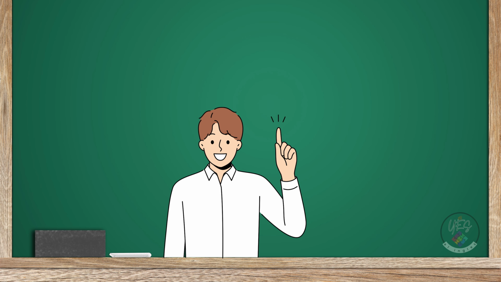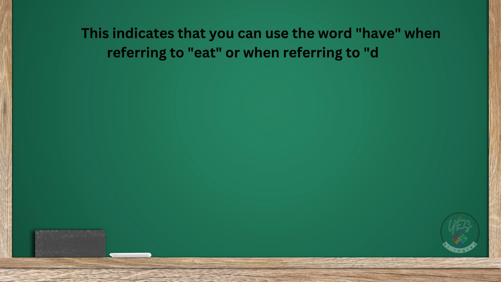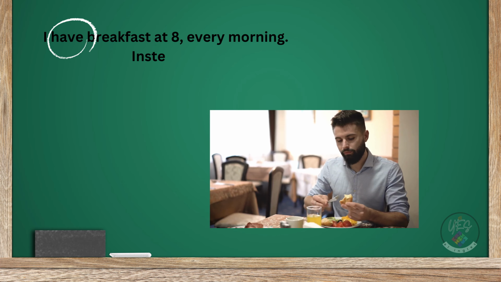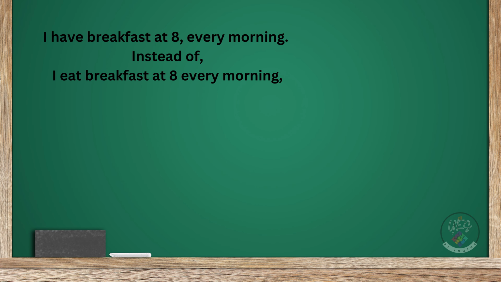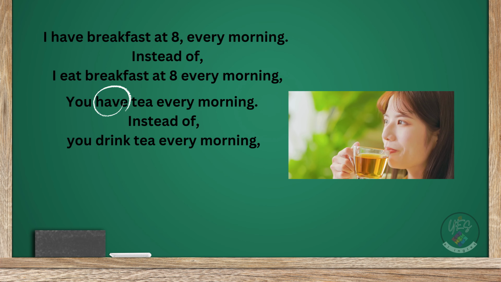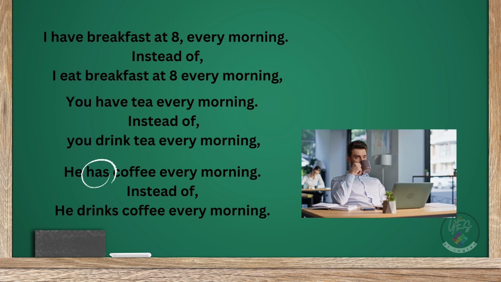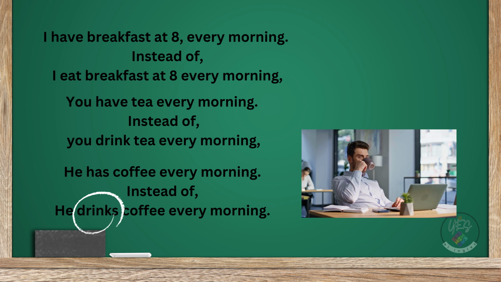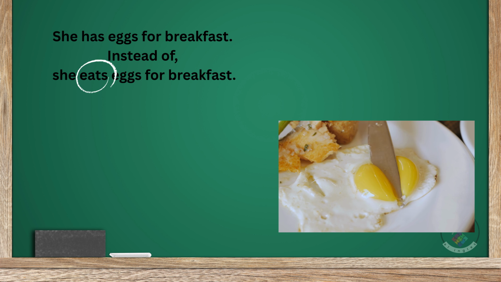There is something quite fascinating about the verb to have, as it can serve as a substitute for both drink and eat. This indicates that you can use the word have when referring to eat or when referring to drink. Let's see some examples. I have breakfast at 8 every morning, instead of I eat breakfast at 8 every morning. You have tea every morning, instead of you drink tea every morning. He has coffee every morning, instead of he drinks coffee every morning. She has eggs for breakfast, instead of she eats eggs for breakfast.